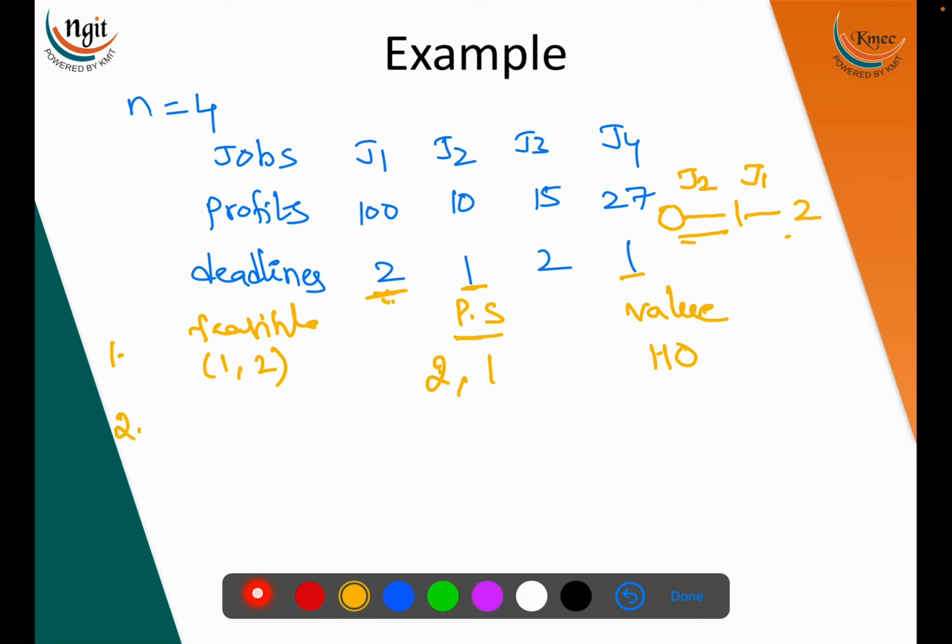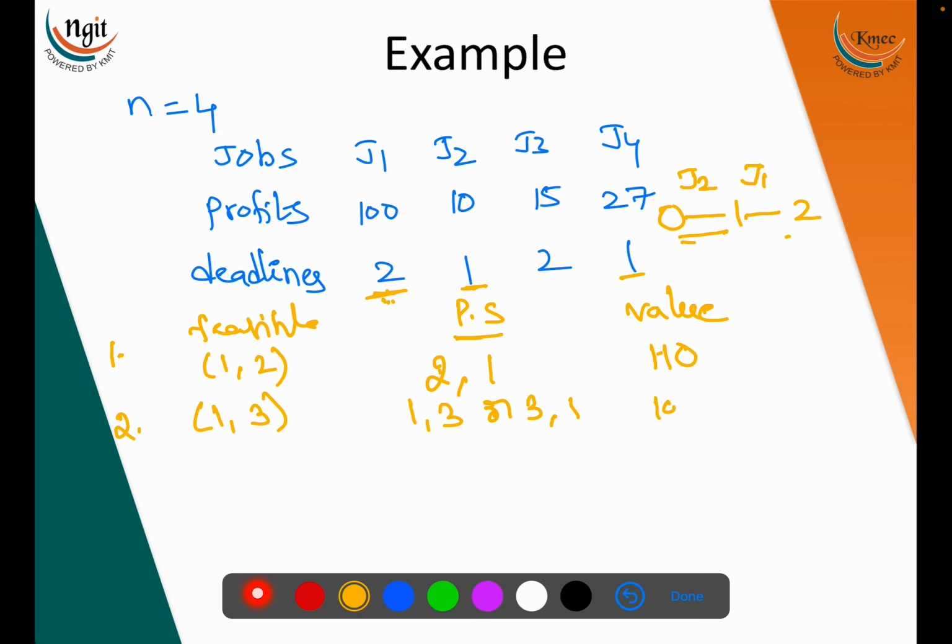The second feasible solution is 1, 3. That means I can use the processing sequence 1, 3 or 3, 1. So job 1's profit is 100, and what is job 3's profit?